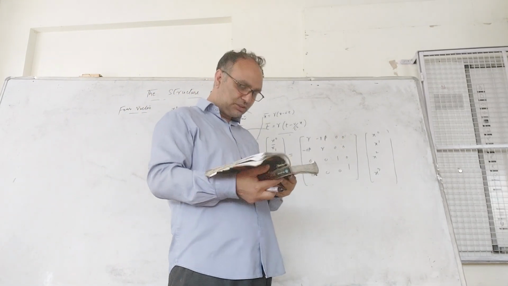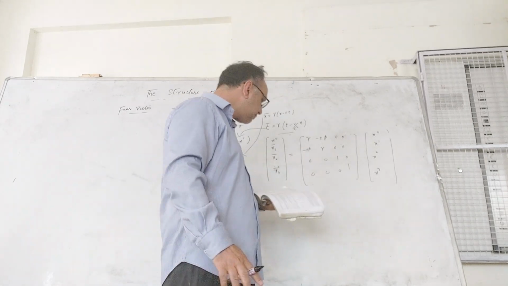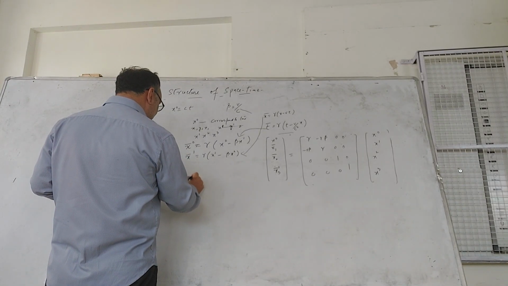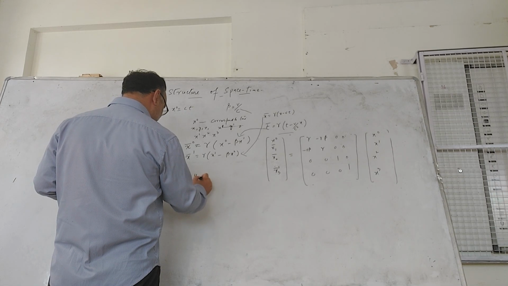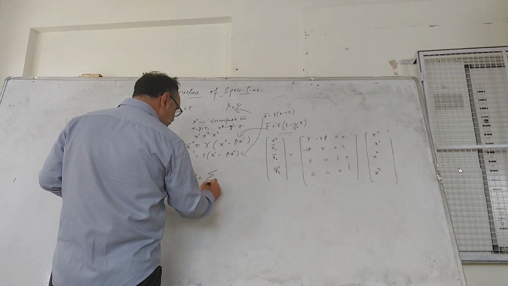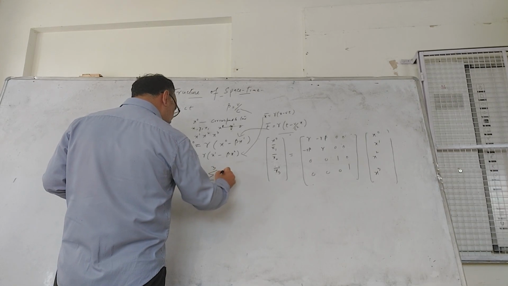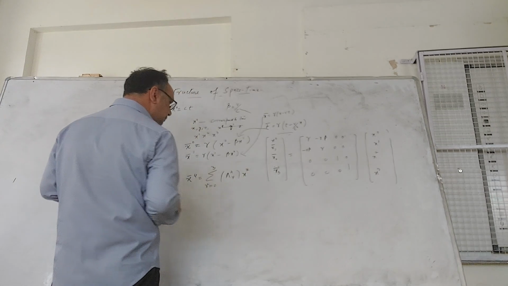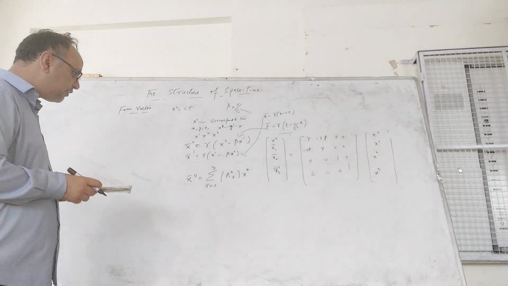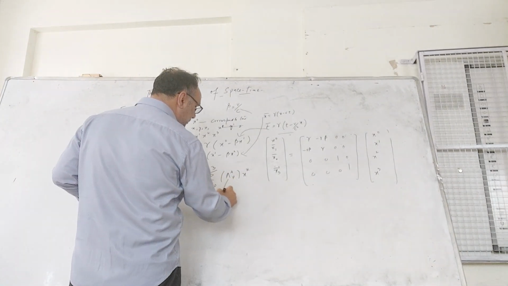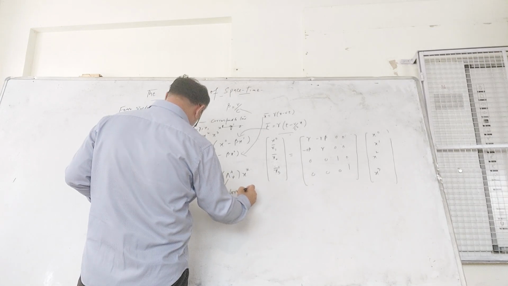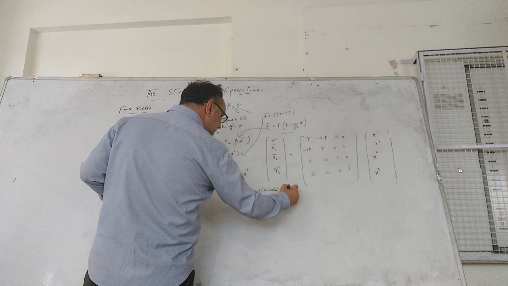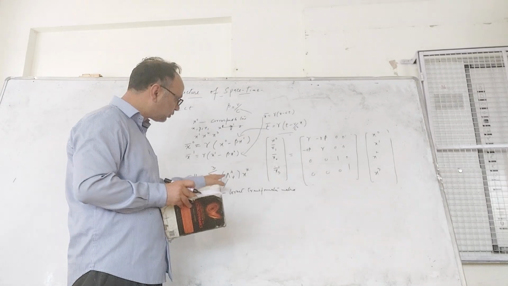Now this same thing we can represent in a more symbolic form, compressed. The summation goes from nu equal to 0 to 3 of lambda mu nu x nu. Can you represent it like this? The lambda is a Lorentz transformation matrix. This lambda is the Lorentz matrix.